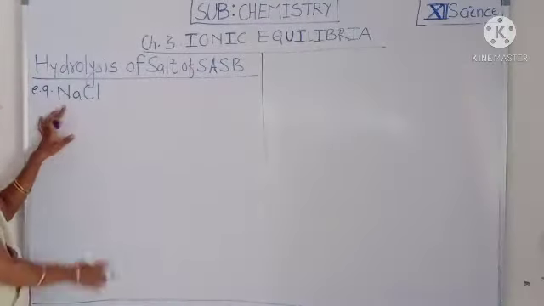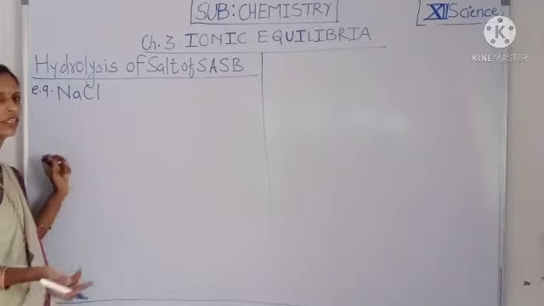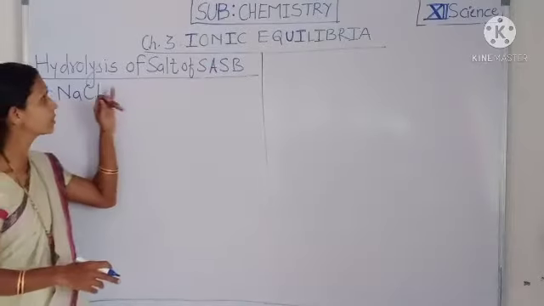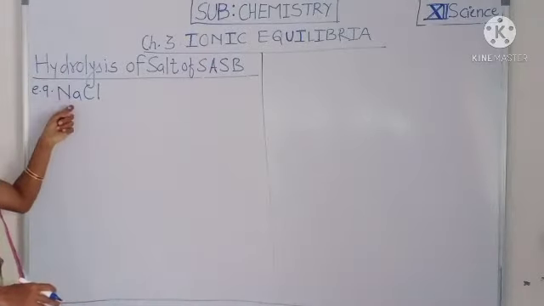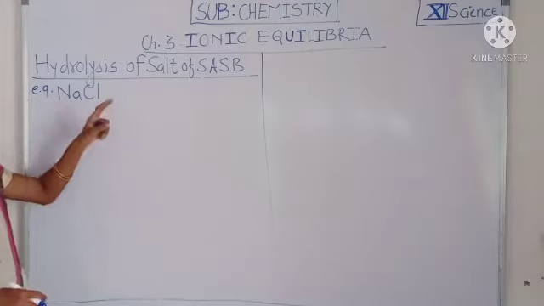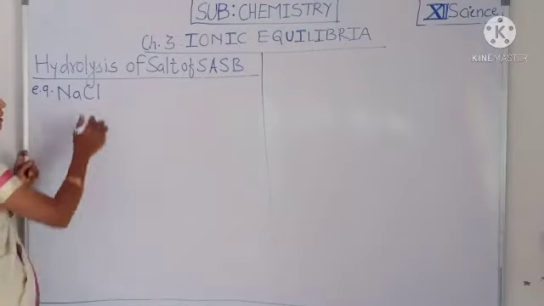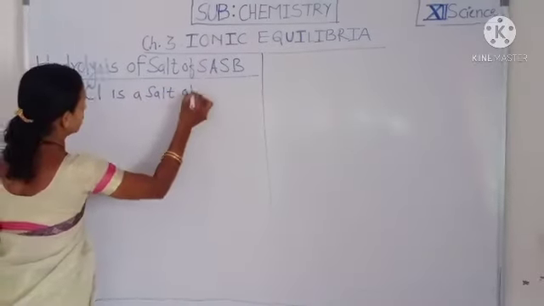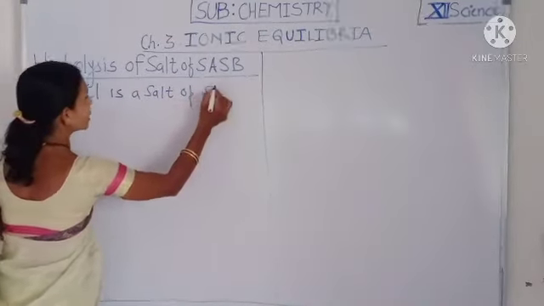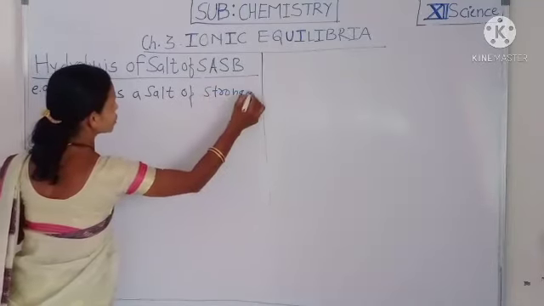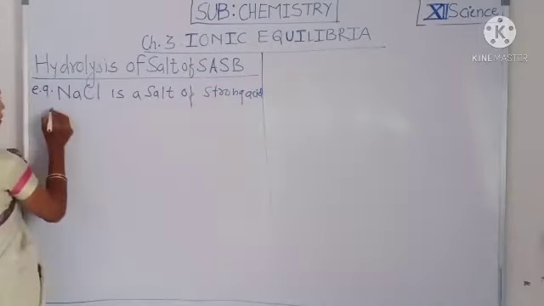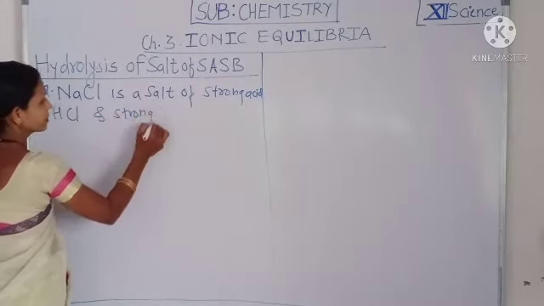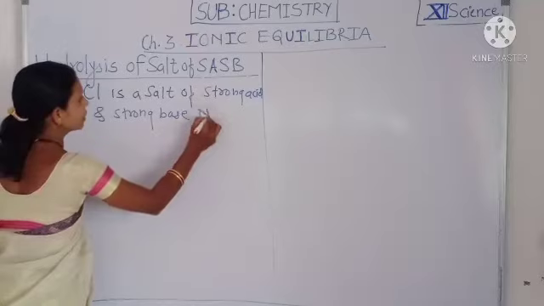Now we will discuss the hydrolysis of salt of strong acid, strong base. The example is NaCl. See here, NaCl is a salt of a strong acid, that is HCl, and a strong base, that is NaOH.